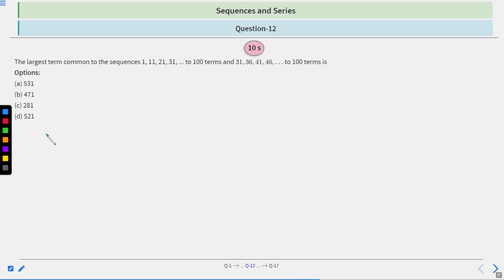Now, let's move to question number 12. The largest term common to the sequence this and this. So after 10 seconds, we will move to the solution.